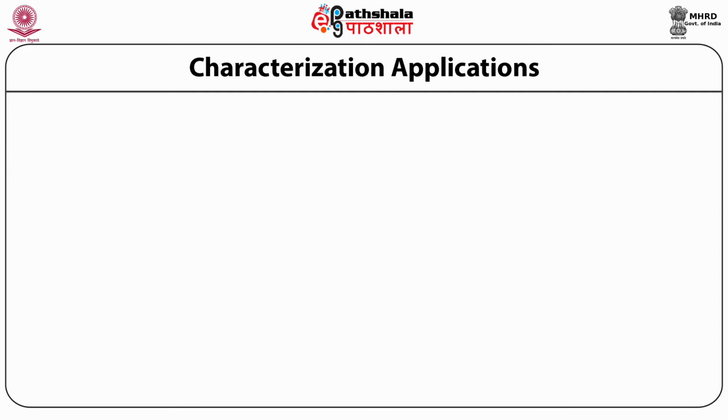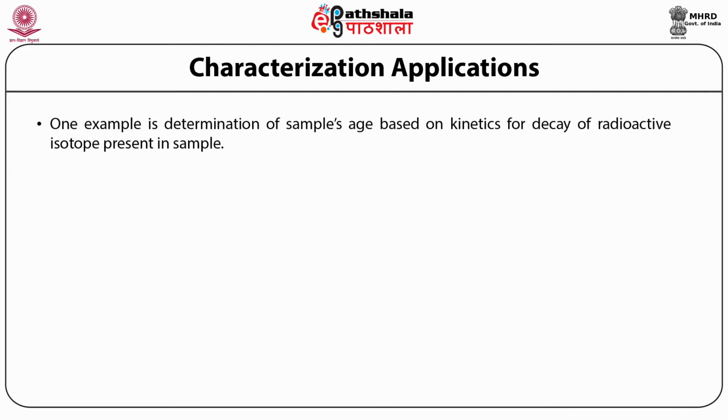Characterization application. One example of a characterization application is the determination of a sample's age based on the kinetics for the decay of a radioactive isotope present in the sample. The most common example is carbon-14 dating, which is used to determine the age of natural organic compounds.